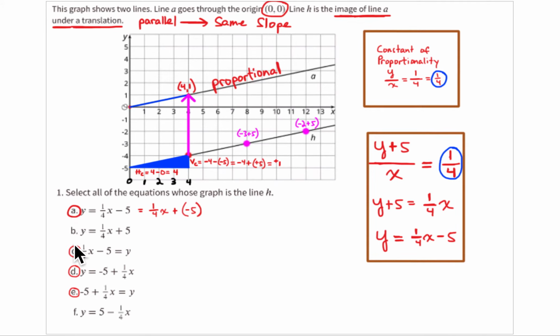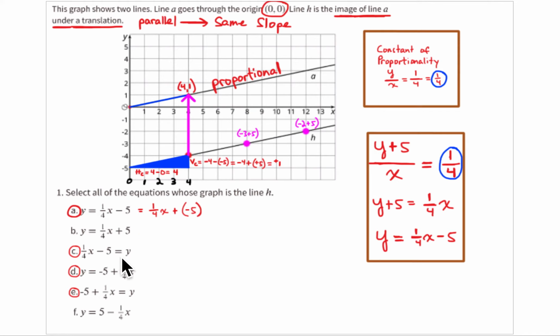So now we can look at these different forms of the equation and figure out which ones match this line h right here. And the first one we know does, and that's 1/4 x. The slope is 1/4 x plus -5. That's the same as 1/4 x minus 5 right here. Now if you wrote it as plus -5, this one does not match because this says 1/4 x plus 5. Well, it's not 1/4 x plus 5, it's 1/4 x minus 5 or plus a -5. So this one doesn't match.